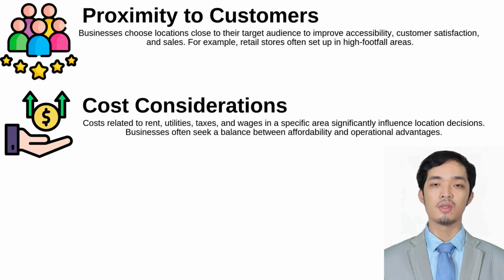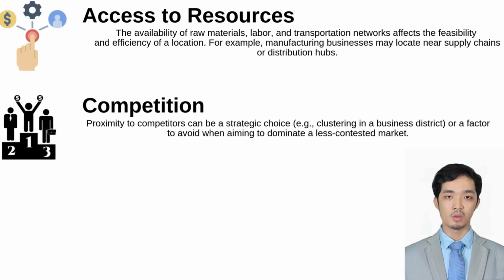Cost considerations. Costs related to rent, utilities, taxes, and wages in a specific area significantly influence location decisions. Businesses often seek a balance between affordability and operational advantages. Access to resources. The availability of raw materials, labor, and transportation networks affects the feasibility and efficiency of a location. For example, manufacturing businesses may locate near supply chains or distribution hubs.